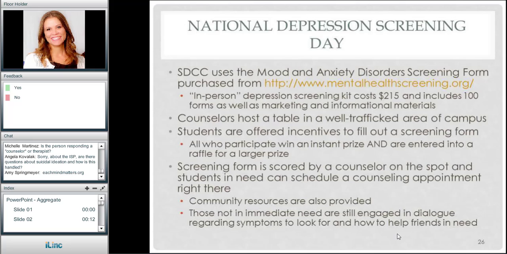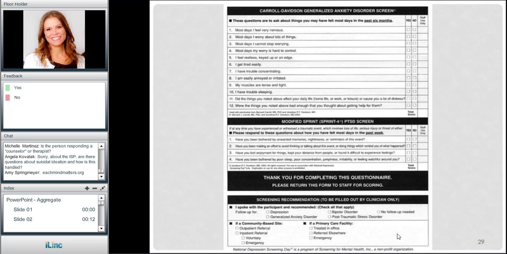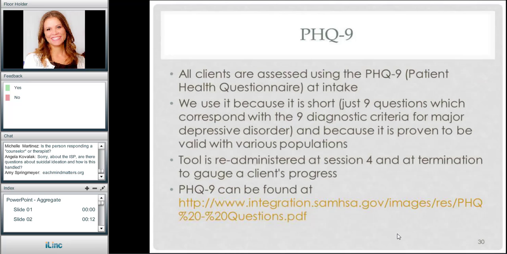So the last thing that we offer is the PHQ-9, and that's the assessment that we do with all clients who come into the office. So we do that at intake, and I'm sure many of you are familiar with the assessment. We use it because it's really short. There's 9 questions, and the 9 questions correspond with the 9 diagnostic criteria for major depressive disorder, and it's one of the ones that's evidence-based. So that's why we choose to use it, and it's free, so that's nice.